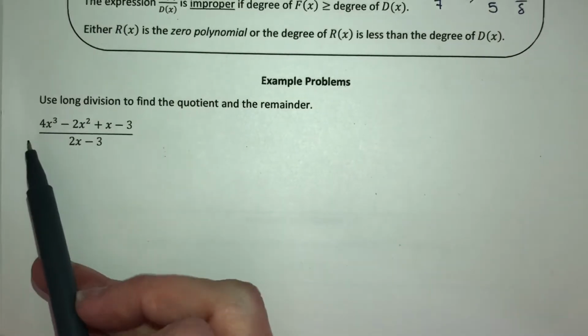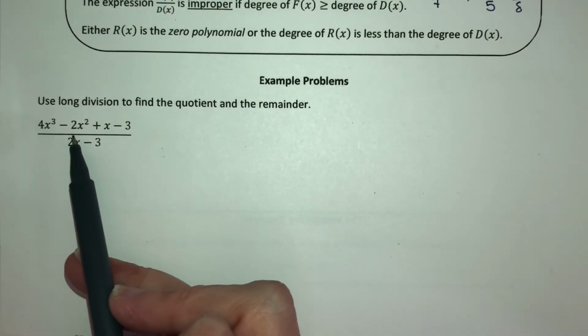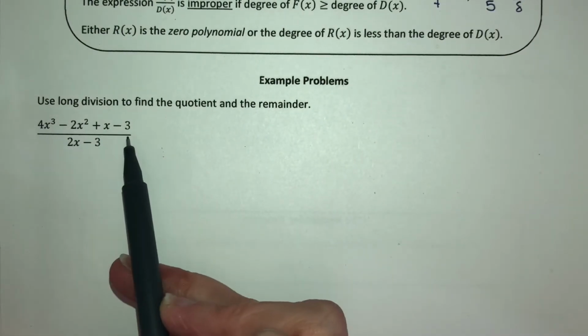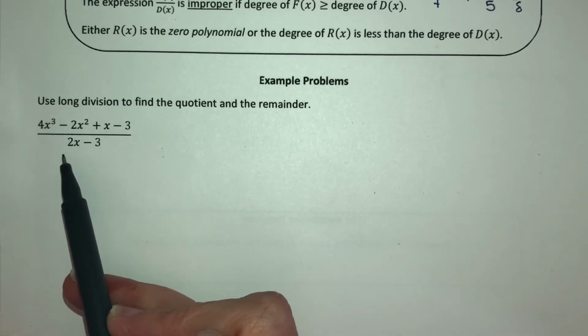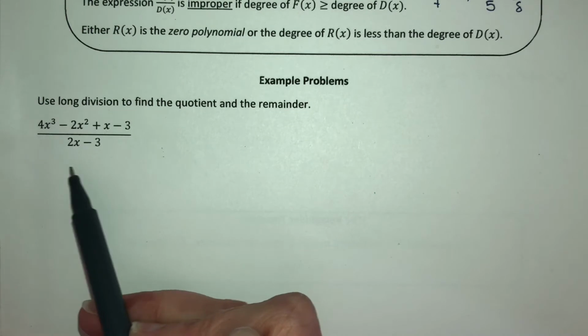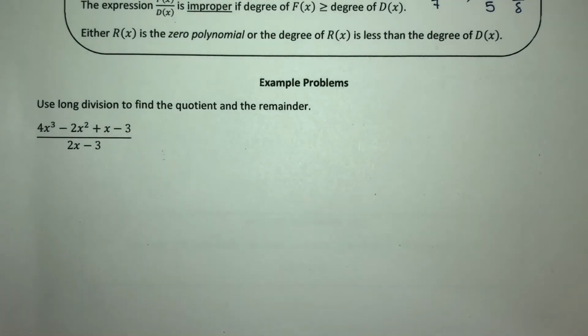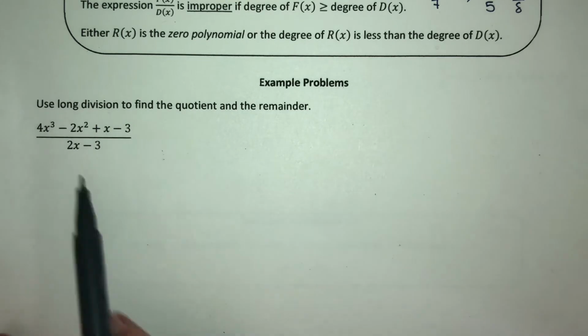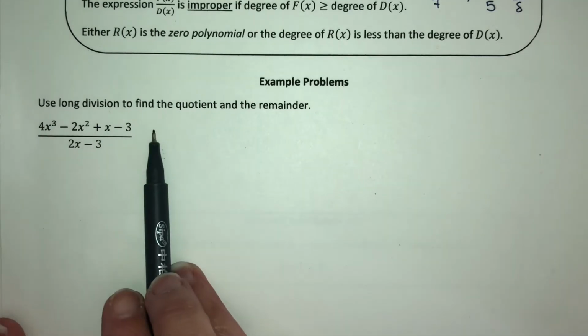So I have 4x cubed minus 2x squared plus x minus 3 divided by 2x minus 3. When we set up our long division, there are two things we have to check before we actually start working them. We need to make sure that our polynomials are written in descending power order. So starting with your largest exponent, going all the way down to the constant.